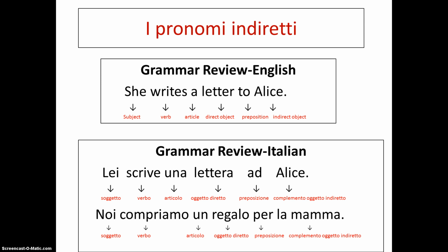Noi compriamo un regalo per la mamma. Similarly, in this second sentence, regalo is the direct object and mamma is the indirect object. We don't buy mamma, we buy a gift for mamma. The gift is the direct recipient of the verb to buy, while mamma is the indirect or secondary recipient, the indirect object.